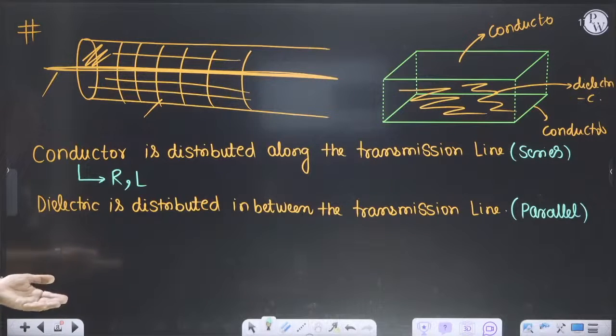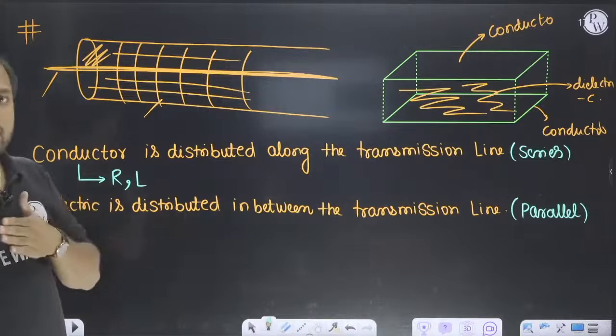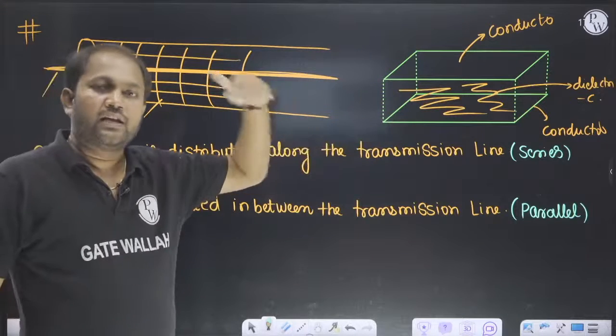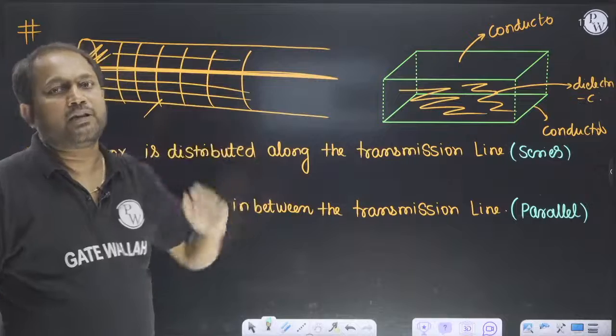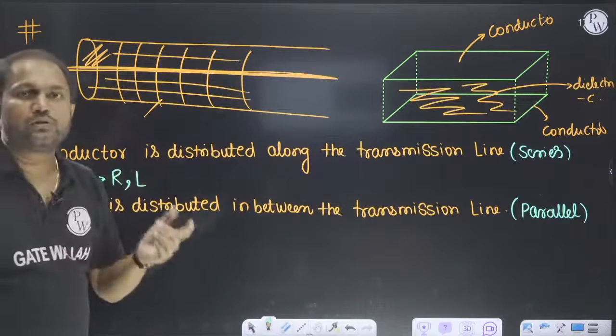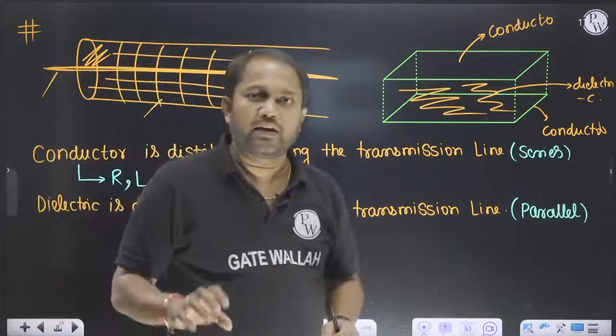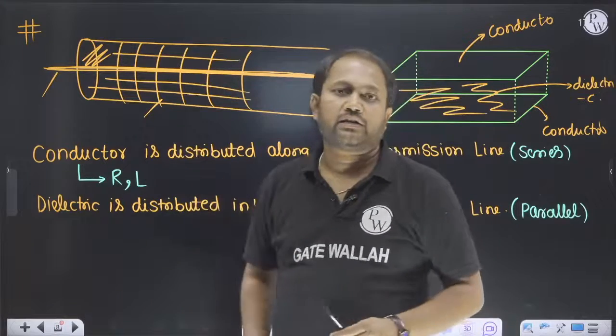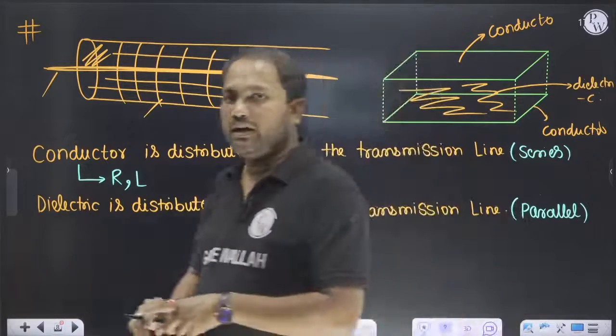Why is there a magnetic field? Because there is a conductor, and in the conductor there is a current, and that current will give you the magnetic field, and that magnetic field will be associated with the inductor. So I think you have understood.